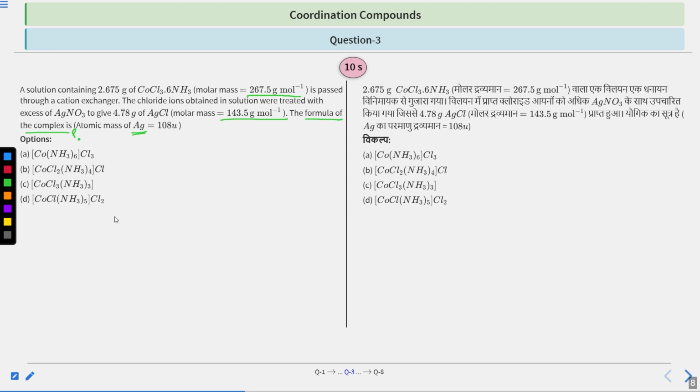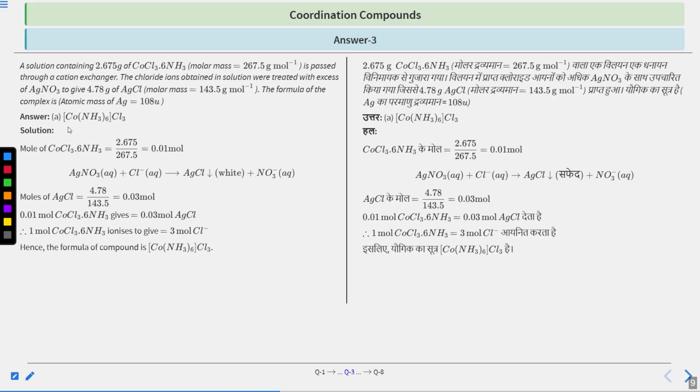You have 10 seconds to solve this question. After that, we will see the answer. Let's see. The correct answer is option A, that is [Co(NH3)6]Cl3. So first we will calculate the moles of CoCl3.6NH3, which is given mass upon molar mass. Both are given in the question. We just divide them, so it is coming out as 0.01 mole.